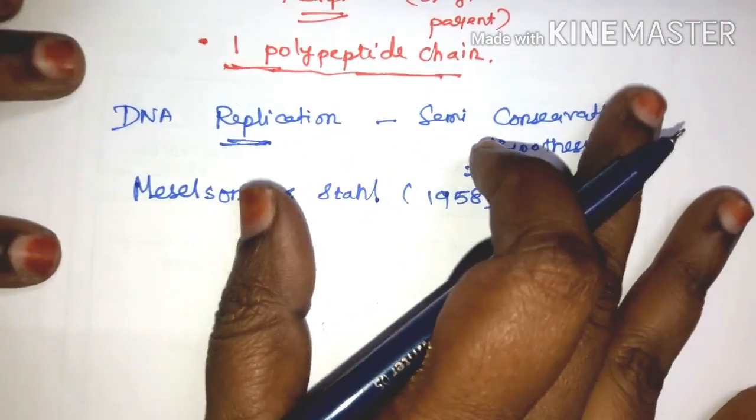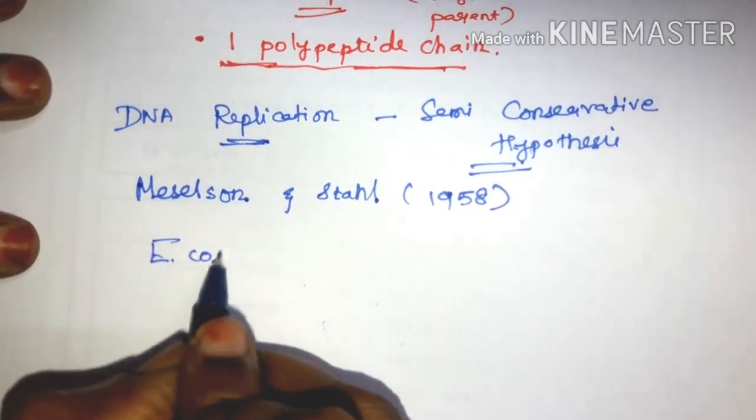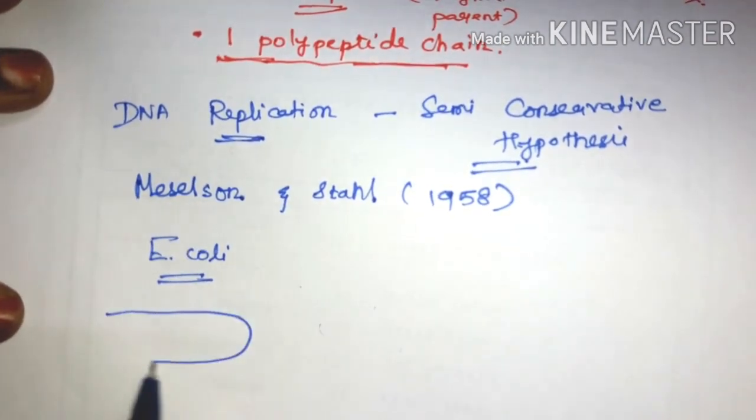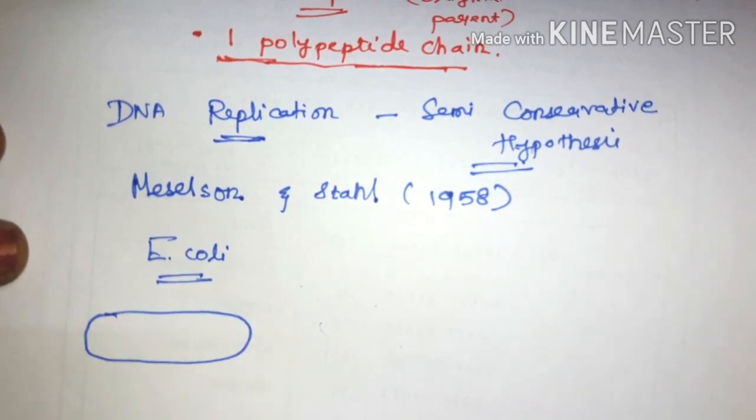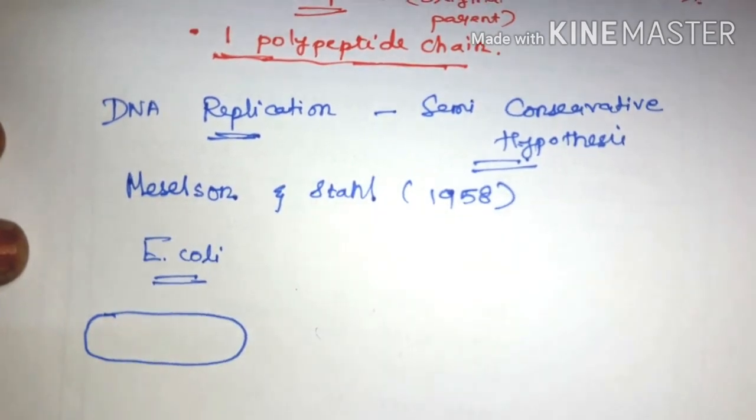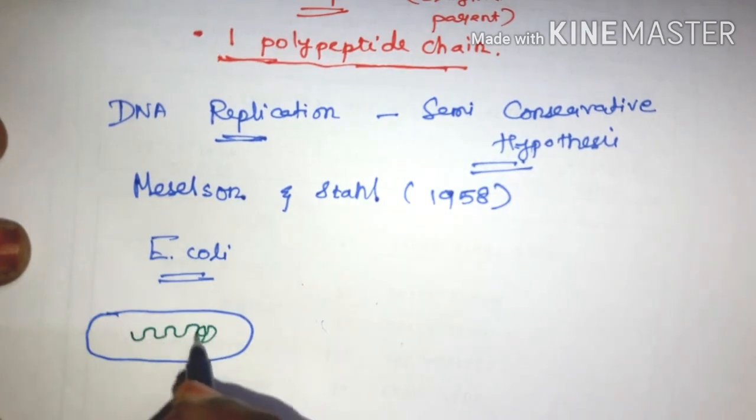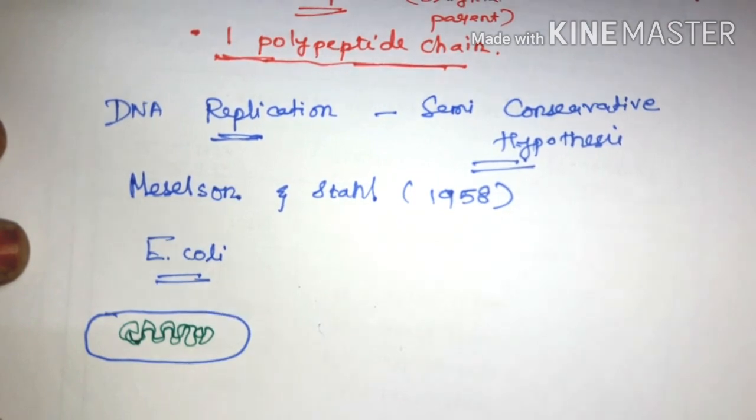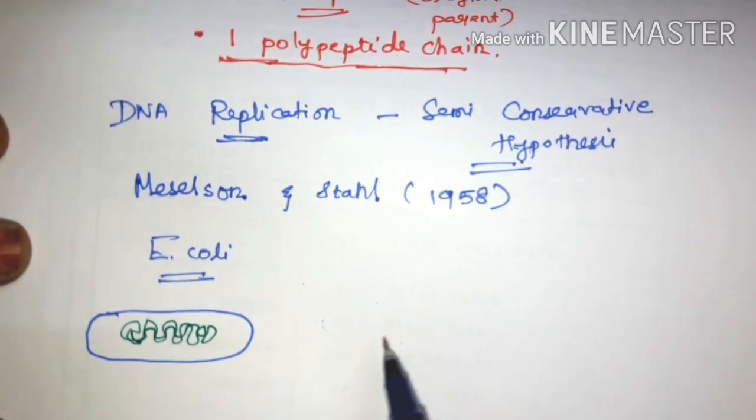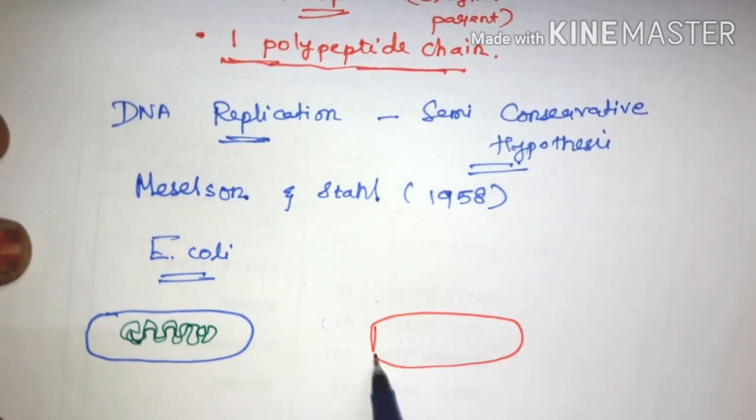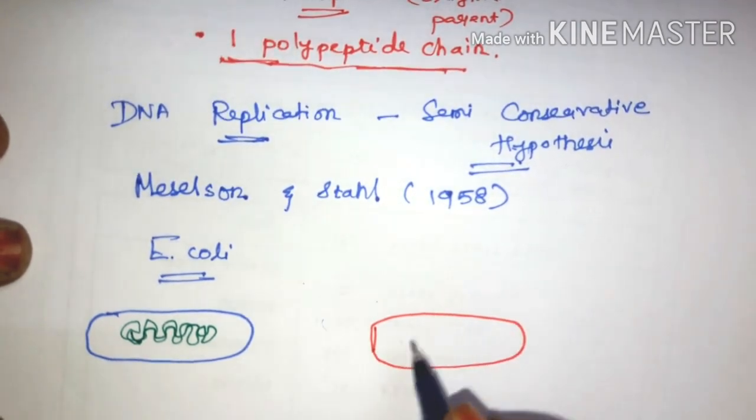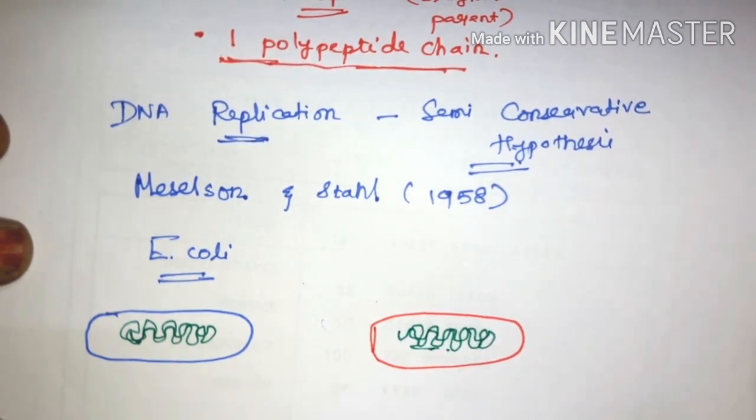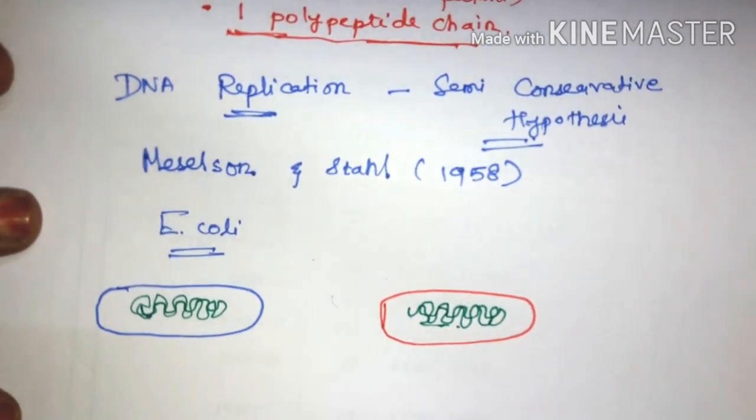For that reason, they took E. coli, Escherichia coli, for the experimental purpose. They have a nucleus, within that a nucleosome, and spindle shaped DNA material. They took two bacteria. The experiment is given with the help of a diagram. No need to draw it, just to understand what it is.